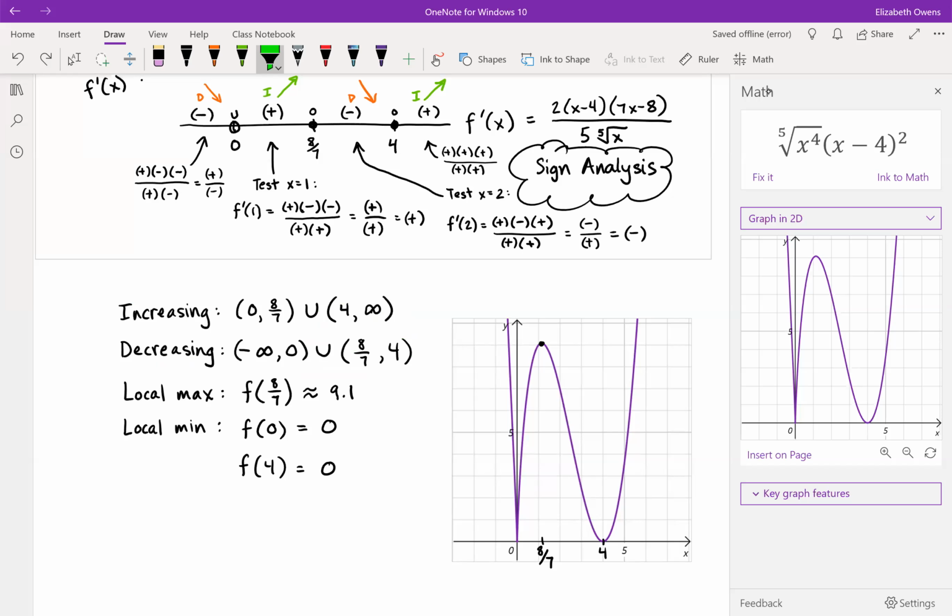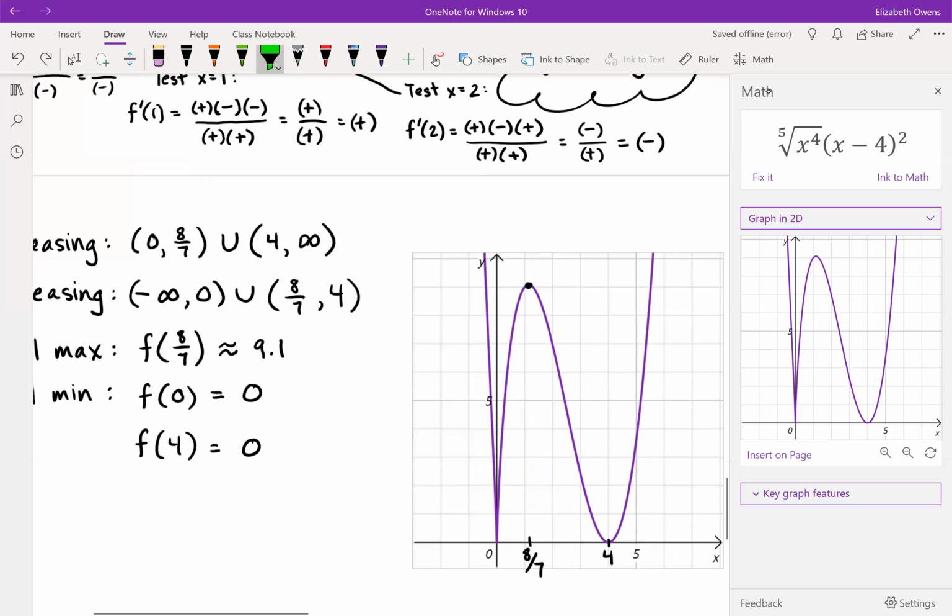You can also see our local maximum, f of 8/7 equals about 9.1. And let's see, yeah, there's 5 on the y-axis, 6, 7, 8, 9. Yep, that mark is just above y equals 9. So there's our local maximum. Perfect. And then for our local minimums, we have f of 0 equals 0 right here, and f of 4 equals 0 right there. And you can see that, yeah, those are actually local minimums. They're the lowest thing in their little area, and the y value really is 0. So cool, we nailed it.